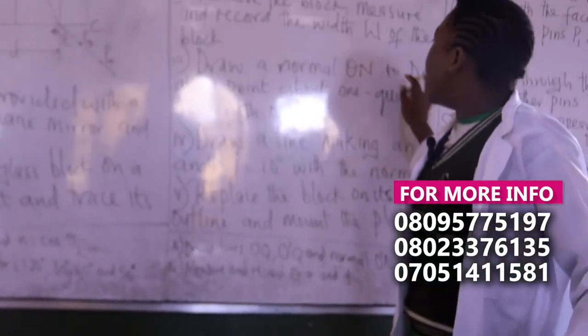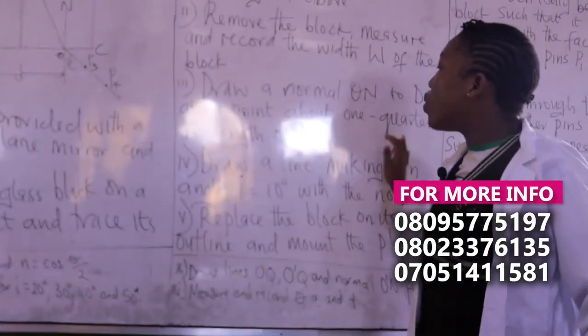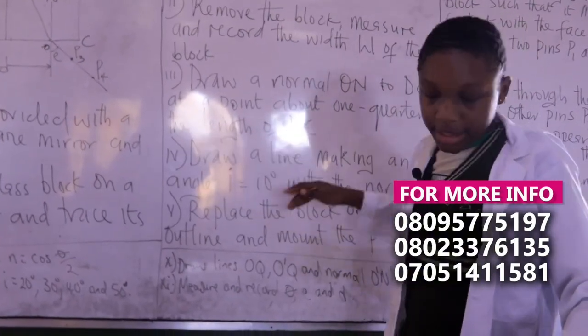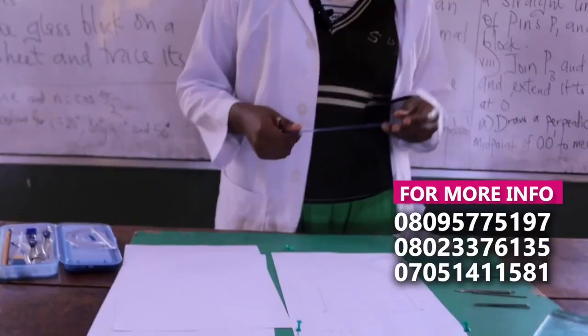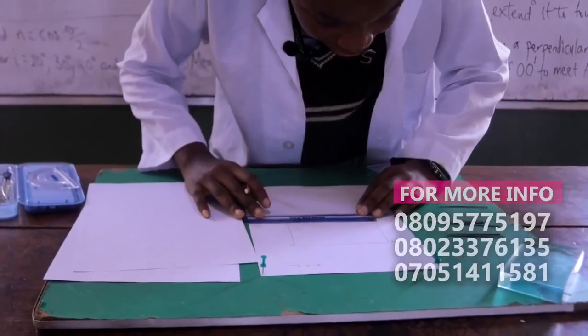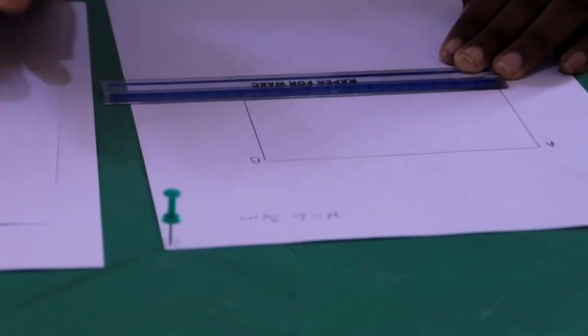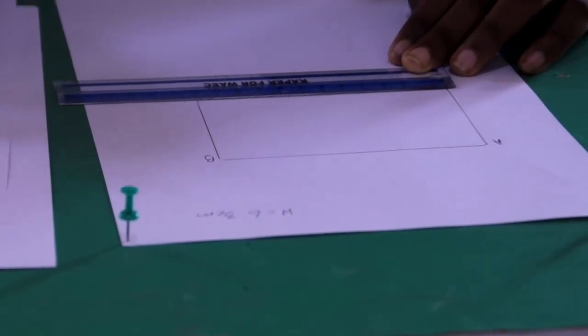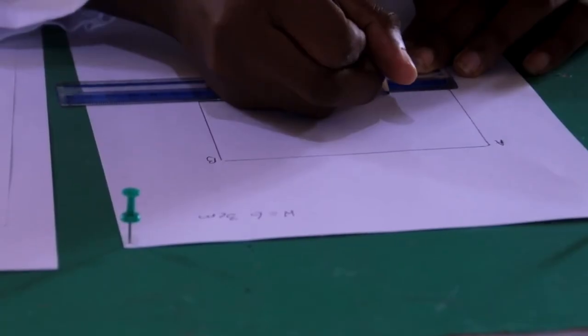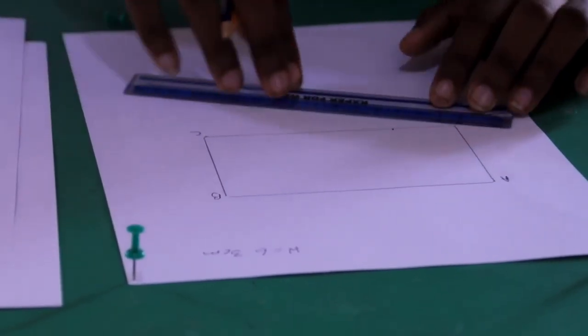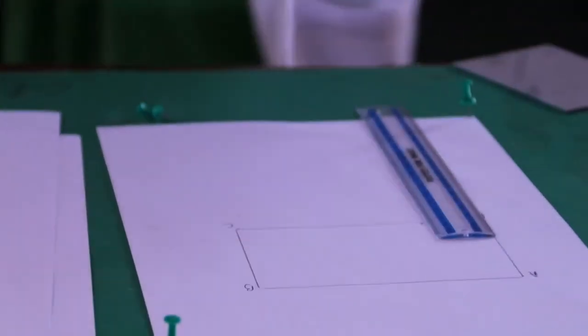Draw a normal ON to DC at a point about 1/4 of the length of DC. So I'm going to measure the longer side of my rectangular prism, which I have traced down. Mine is 12, so I'll divide it by 4 to get 1/4. 12 divided by 4 is 3, so I'll mark a point 3 on my diagram. Then draw a normal as shown here.